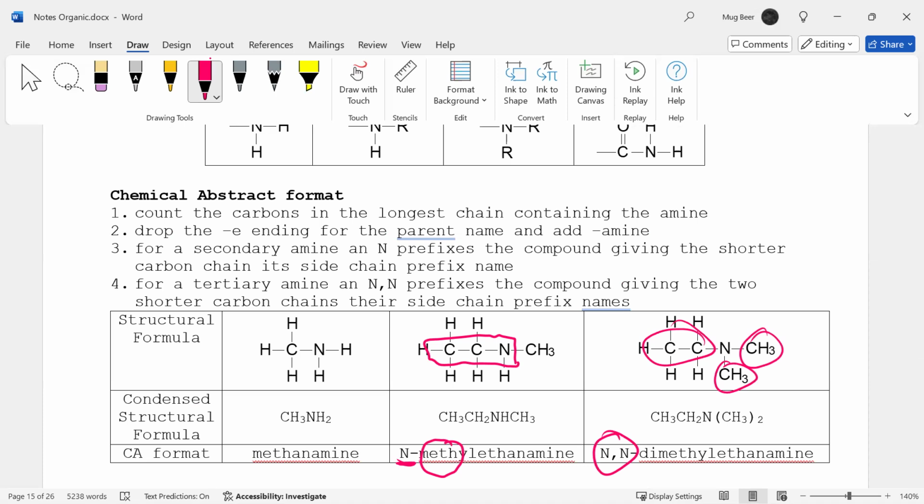And then it's 2 methyl groups attached to the nitrogen. So I say dimethyl. And then I'm letting the person know that those methyl groups are attached to the nitrogen. So it's N,N. Okay with that? Would you ever see N-methyl and dimethyl mixed, or is that both ends of N? They don't mix. Yeah.